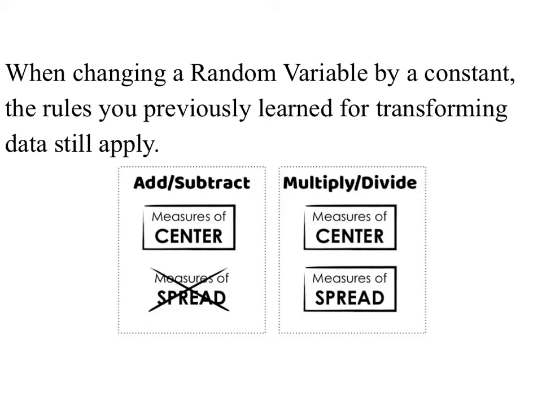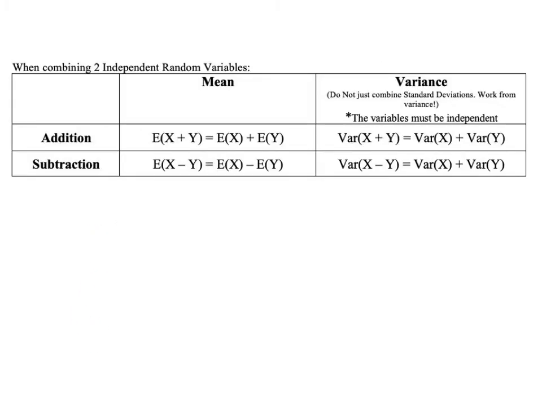So when we are changing a random variable by a constant, just a regular number, these rules that we've already talked about will still apply. So here's the new part. When we're combining two, first of all, they have to be independent random variables. These are the rules we're going to apply. Adding and subtracting, no big deal. We just add our two random variables together to find the new mean. If we are subtracting two, we just subtract the means.